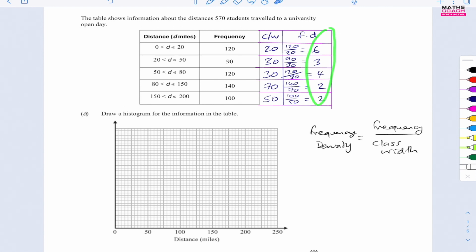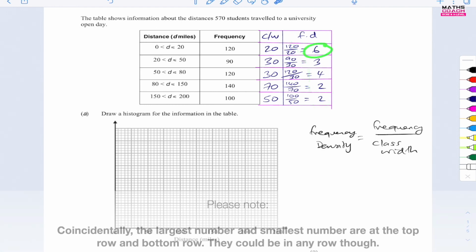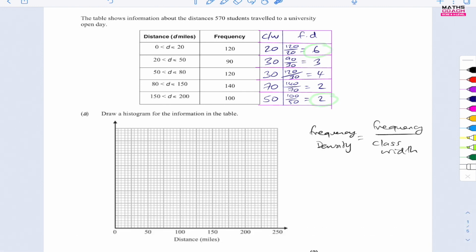All we have to do now is plot this in here. Now, where do we begin first? Well, what we want to do is fill in and label this axis right there. And how do you decide how to fill it in? This is something that students often get very confused about. You have to look at your frequency density and see what it goes up to. So it goes up to 6, which is the highest number, and it starts on 2. So somehow we've got to divide this up in that order.